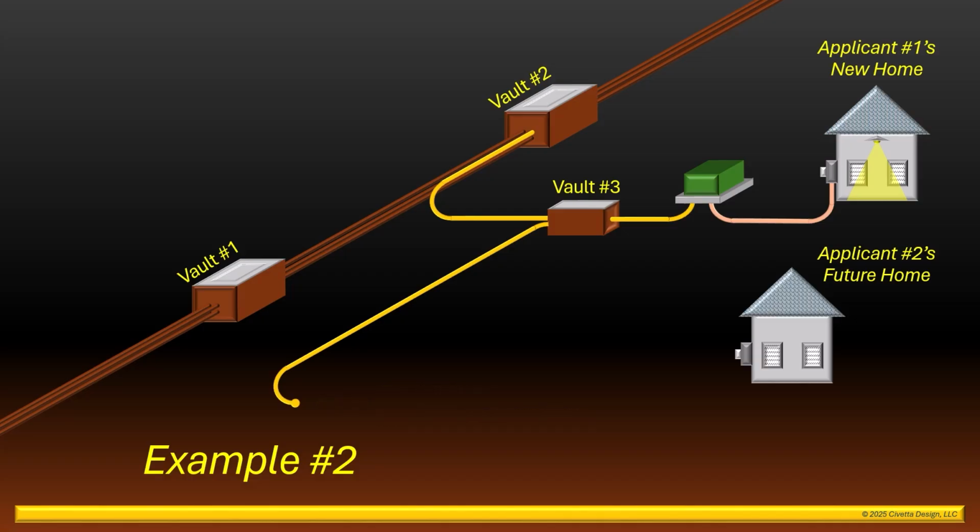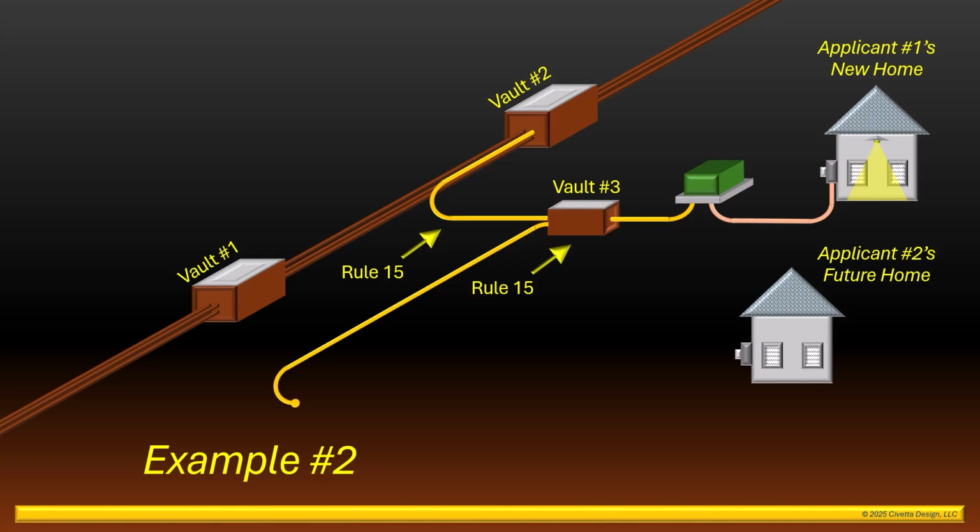In this case, the facilities installed by applicant number 1, including the conduit and cable installed between vault number 2 and number 3, as well as vault number 3, would fall under the provisions of Rule 15. Since these facilities can now be used to serve more than one customer, they would now be considered an extension of the distribution system. Some of the costs of this work, paid for by applicant number 1, would become refundable if applicant number 2 built the home shown and added another service to the distribution system.